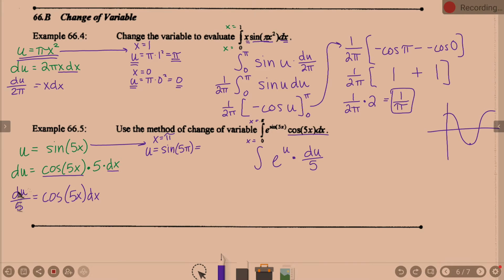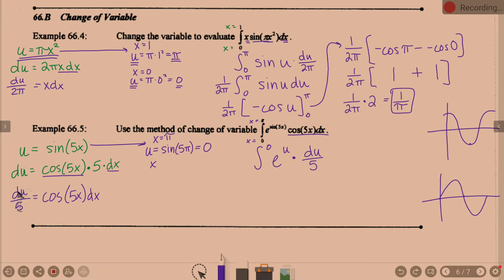Well, sine of 5 pi, what's 5 pi going to be equivalent to? A pi. Remember, 1 pi, 3 pi, 5 pi, 7 pi, all those are equivalent, right? All your odds. So now, sine of pi. Sine of pi is 0, so sine of 5 pi is 0. So my new upper boundary is 0.